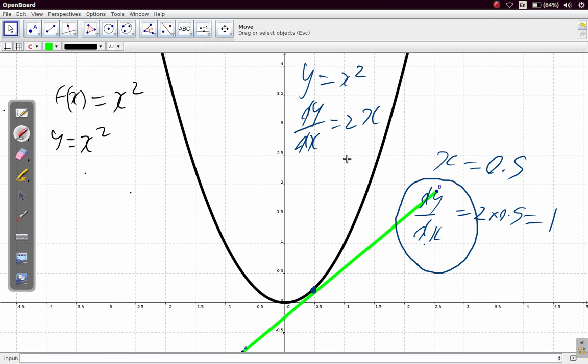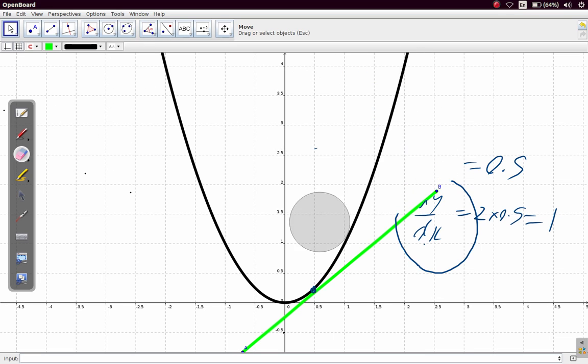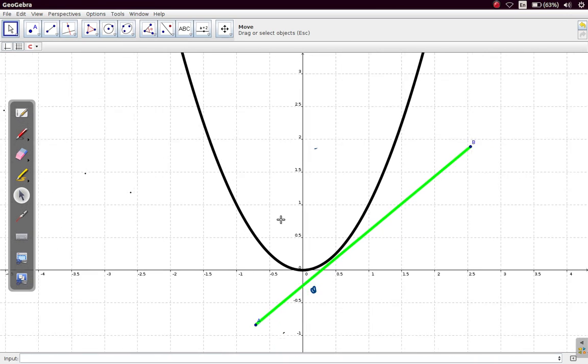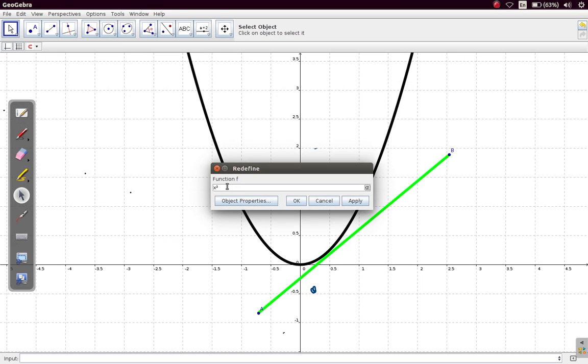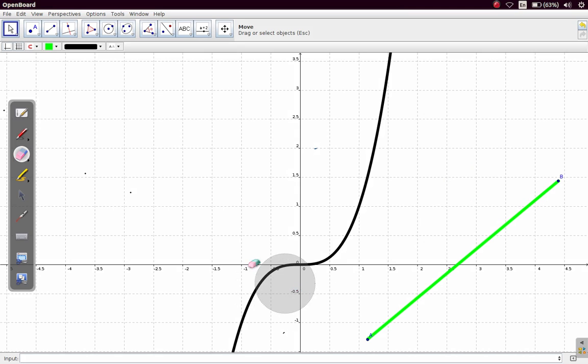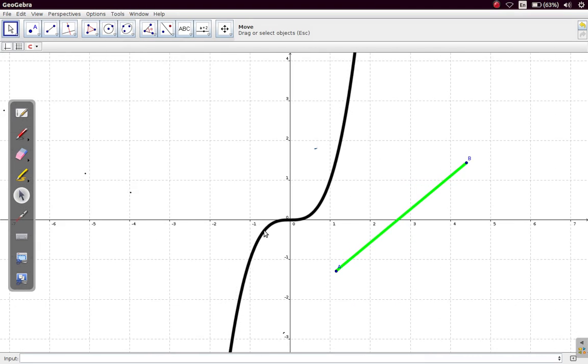Now, we have looked at y equals x squared, and we found the derivative. We differentiated y equals x squared from first principles. What I want you to do for me is this. I will have the curve y equals x cubed. Good. Let me move this line away and erase this point. This is the curve y equals x cubed. Right? Let me zoom in a bit.